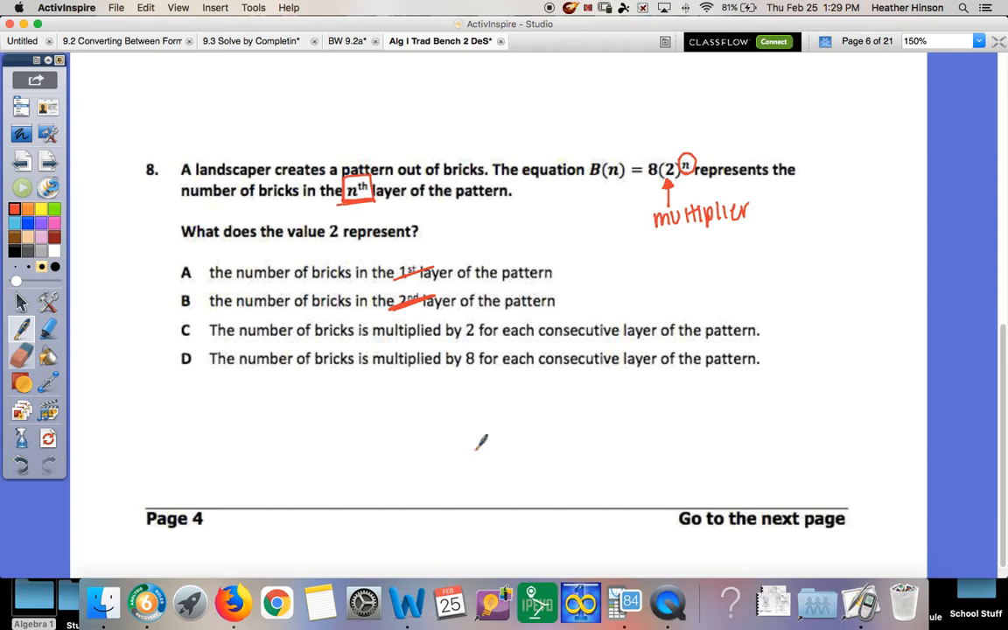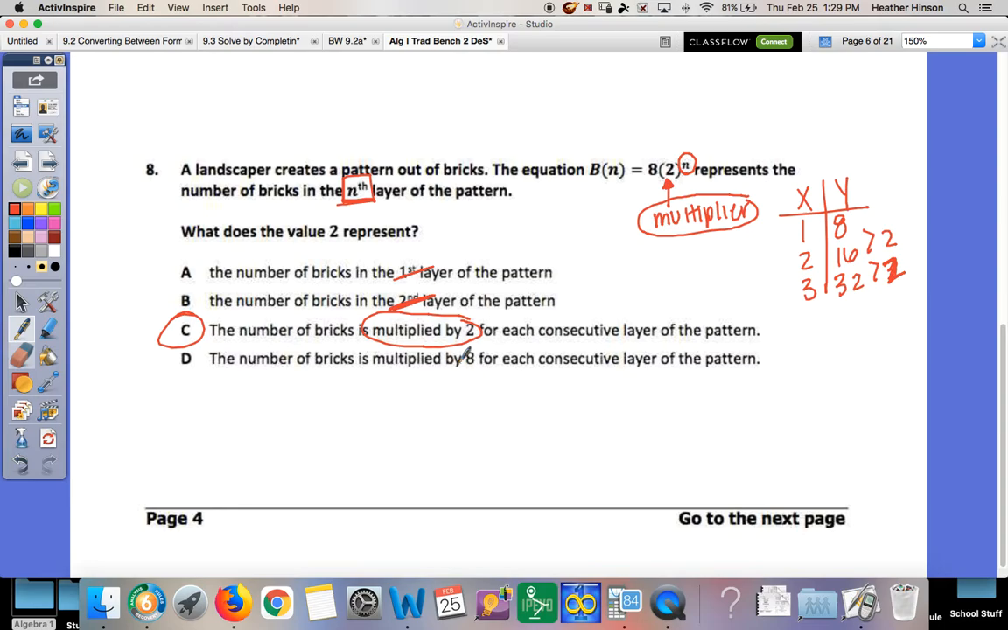Is it the number of bricks being multiplied by 2 for each consecutive layer? Yes, literally, because that's your multiplier. So every single time you make a new row, you're starting with 8, after that you're going to multiply by 2. Then you're going to multiply by 2 again, and so on and so forth. So that's your multiplier. You're multiplying by 2. So C. And then that 8, that's your initial. It's not what it's being multiplied by.